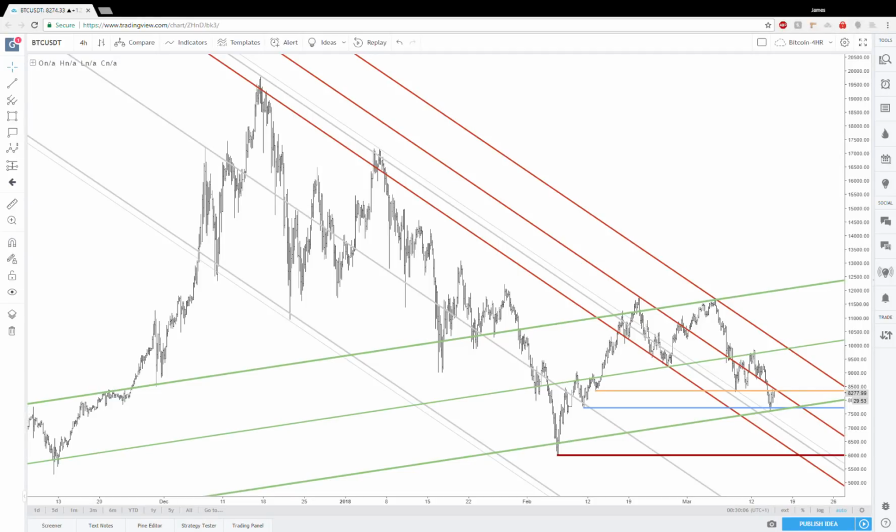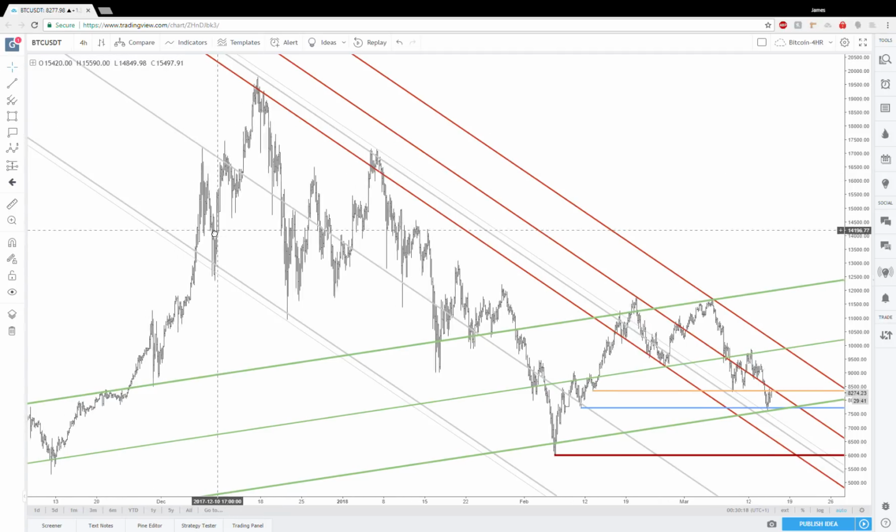Hey everyone, this is James, and this is my 4-hour chart of Bitcoin. This is BTC USDT on the Binance Exchange, and today is March 15th. It's 7:30 p.m. Eastern Standard Time, and let me go over a couple of things first.